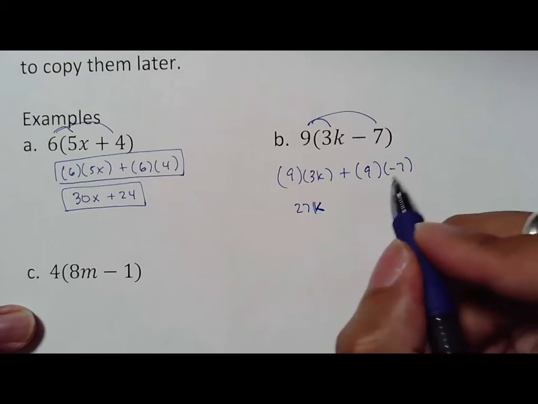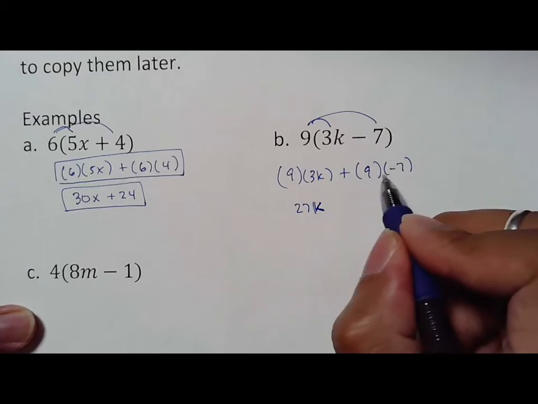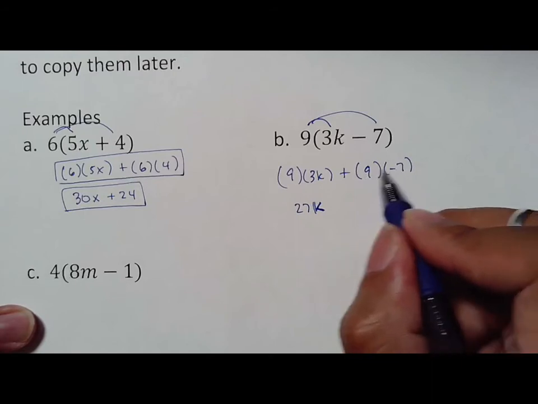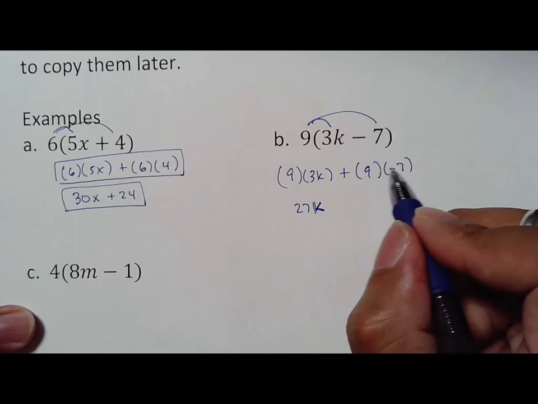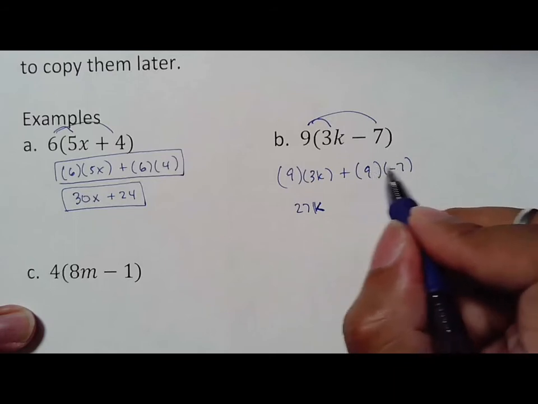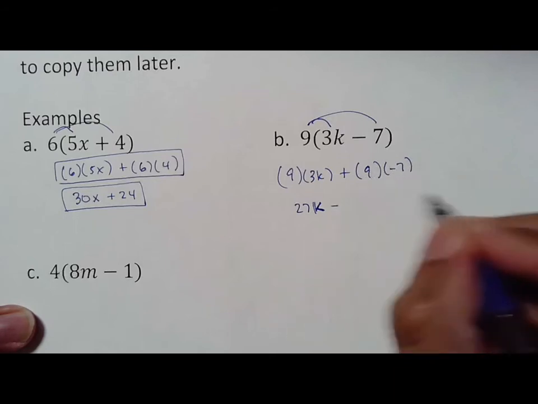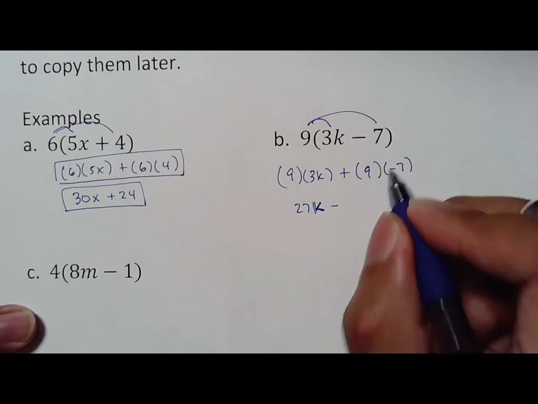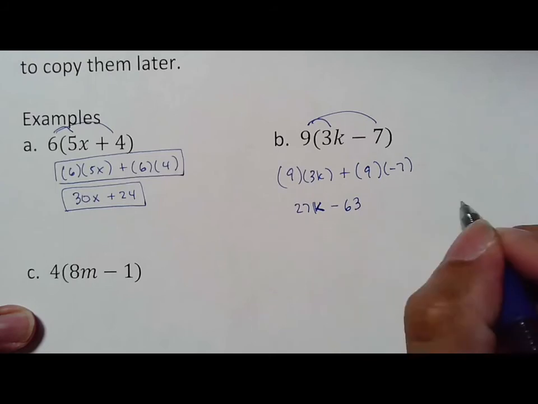But here's the trick. Don't put a plus, but look at this. Whenever you multiply positive times a negative, whenever the signs are different, we'll discuss this a little bit. I think it's on the next video. But when the signs are different in multiplication, your answer is negative. So 9 times 7 is 63, but there's a positive 9 and a negative 7. So it's going to make a negative 63.